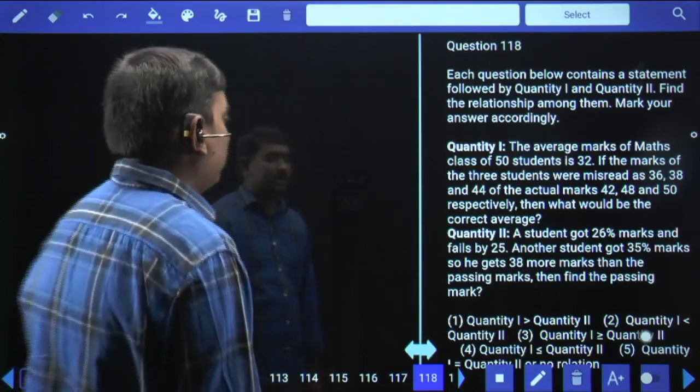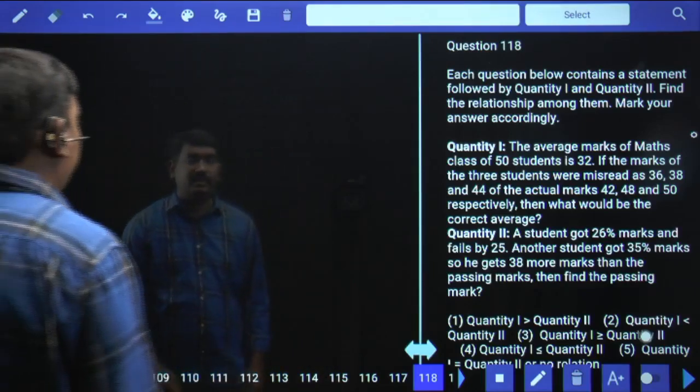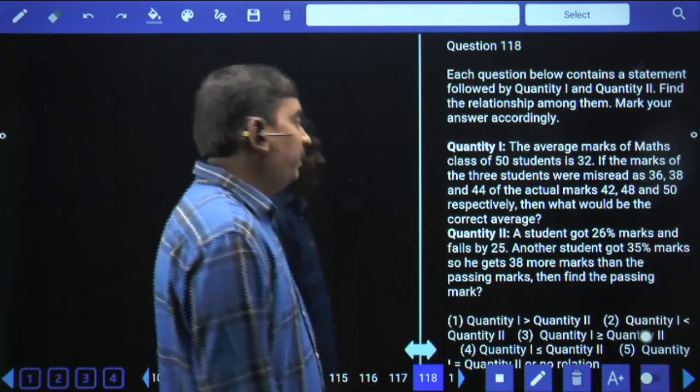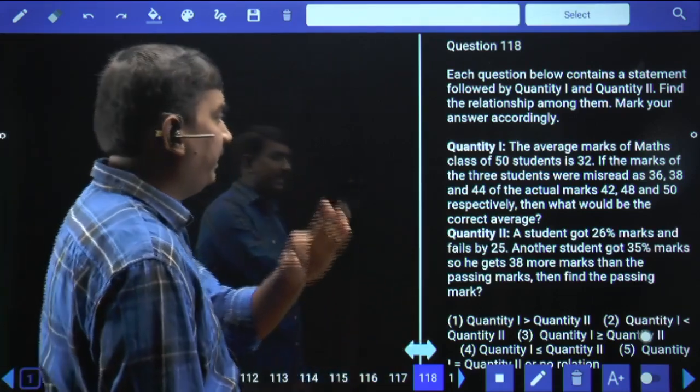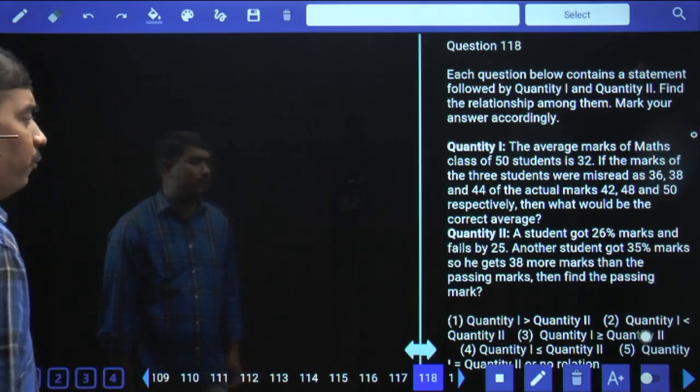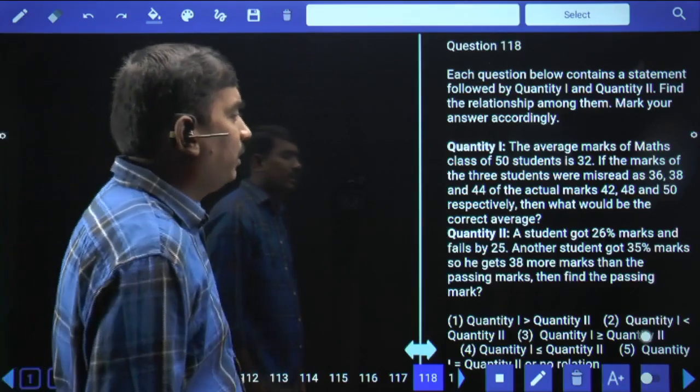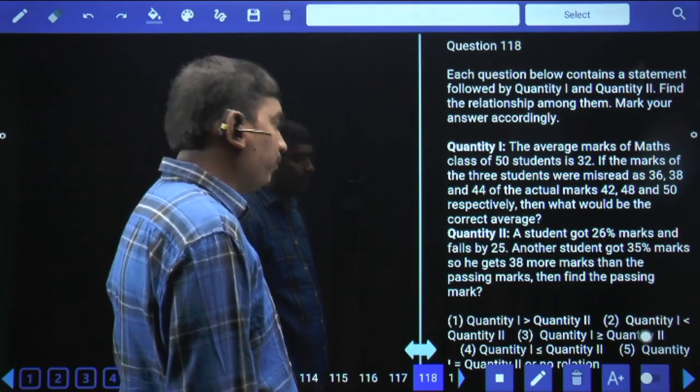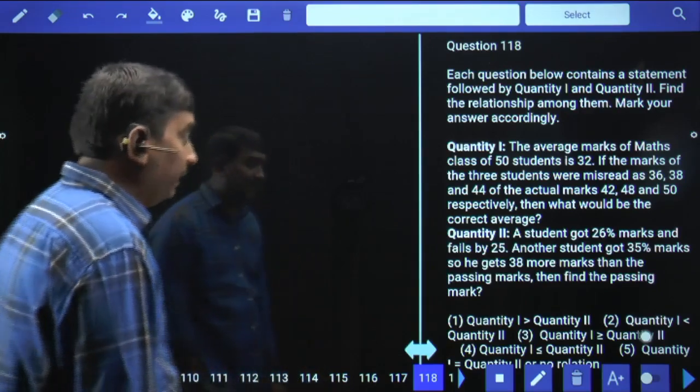The average marks of a maths class of 50 students is 32. If the marks of 3 students were misread as 36, 38, 44 instead of the actual marks 42, 48 and 50 respectively, then what would be the correct average?